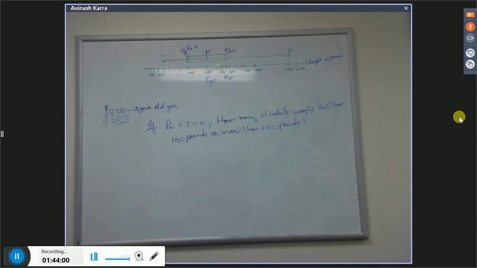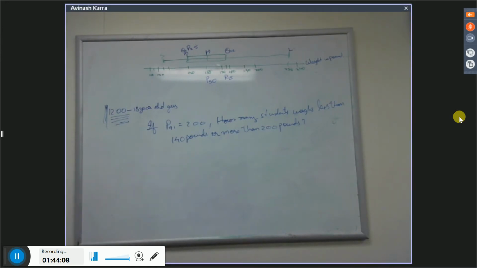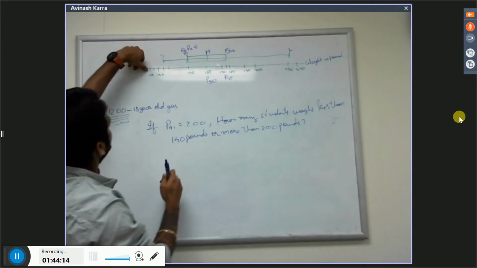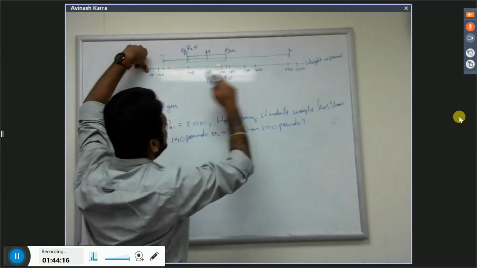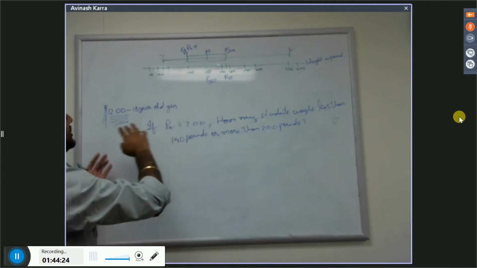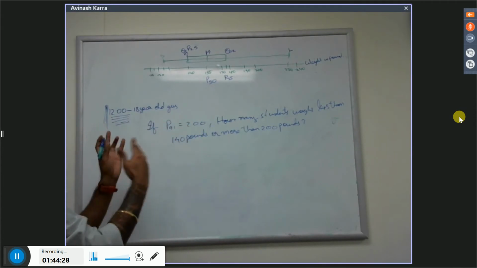Did you understand the question, or do you want me to explain the question first? Could you explain the question? Okay, I will. See, this is the weight table. This 110 to 240 is the weight table, and this box plot shows the students where they are in their weights.